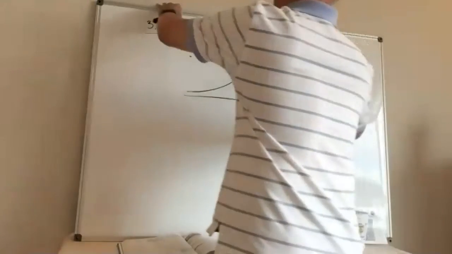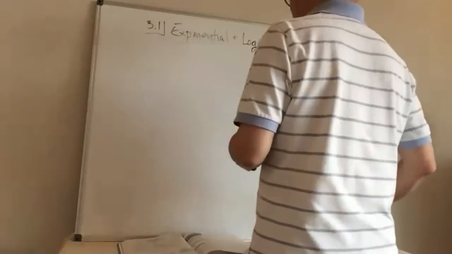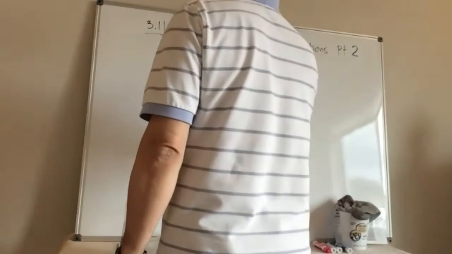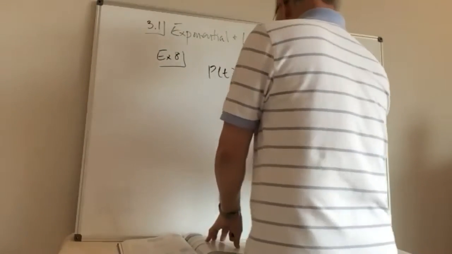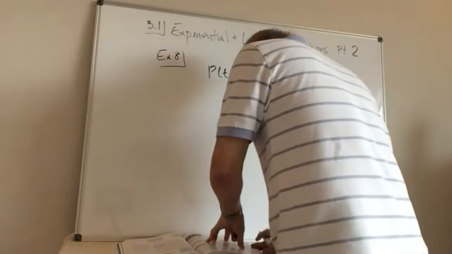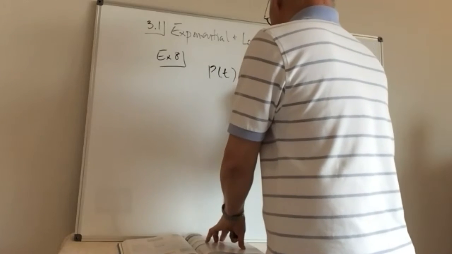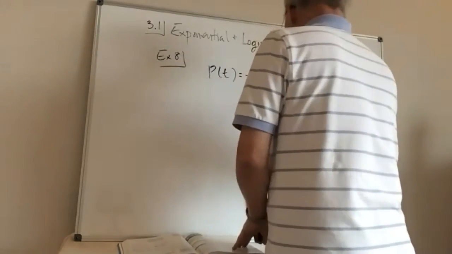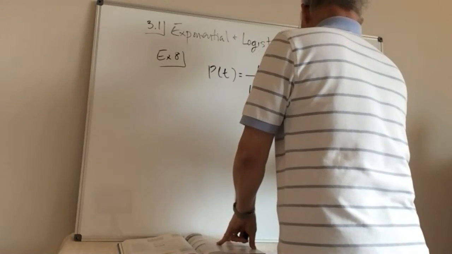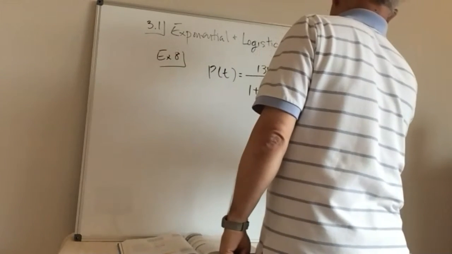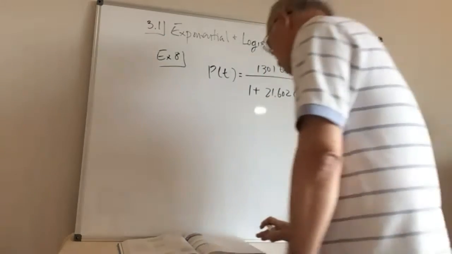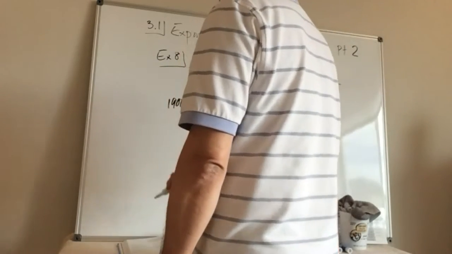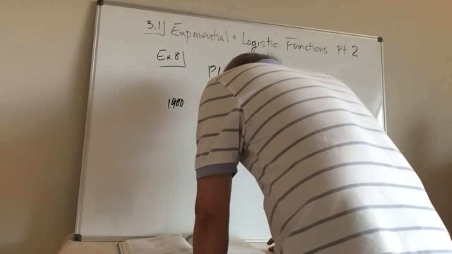In example number 8, we're going to model the population of Dallas using a logistic function. So in example number 8, the population at time t is going to be equal to this long drawn out thing. So that's what it looks like. Based on that data, T is years after 1900. According to this model, when is the population 1 million?